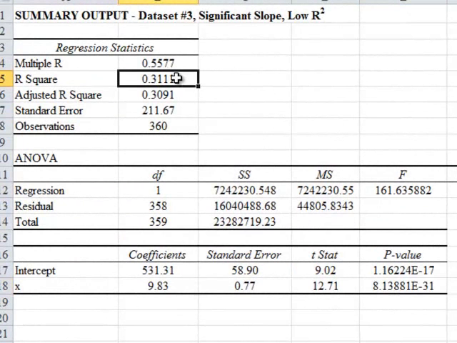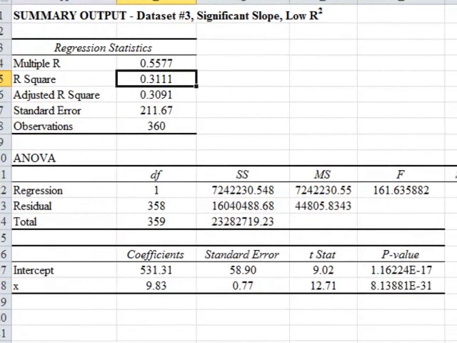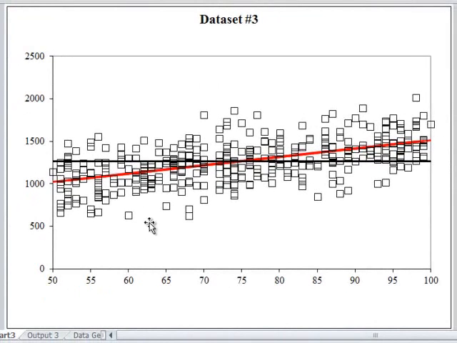Now, the R-square, on the other hand, is only 31%. So even though I know there is an upward sloping relationship, this upward sloping relationship is only moderately more useful in predicting y than the simple average value of the y. And that again is because there is so much variation above and below the line that the line isn't explaining a whole lot.